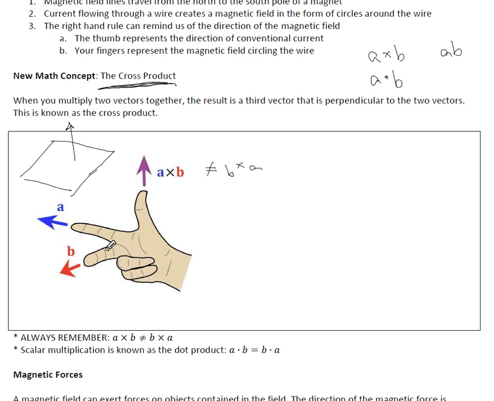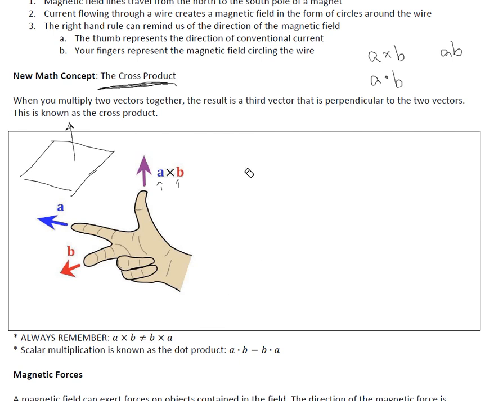A is our index finger, our first one is our index finger, then our middle finger. If you flipped around, B would become our index finger, A would be our middle finger, and we'd actually result in an arrow downwards. So B cross A would result in that third vector pointing downwards instead.